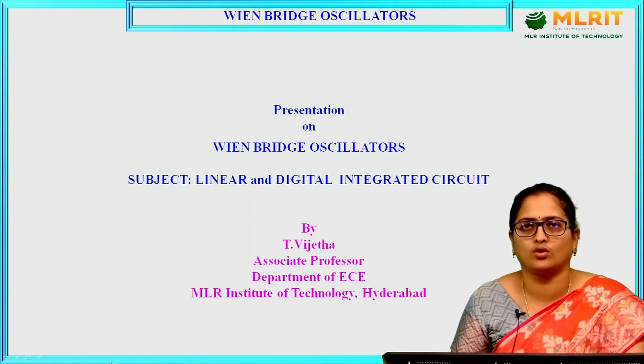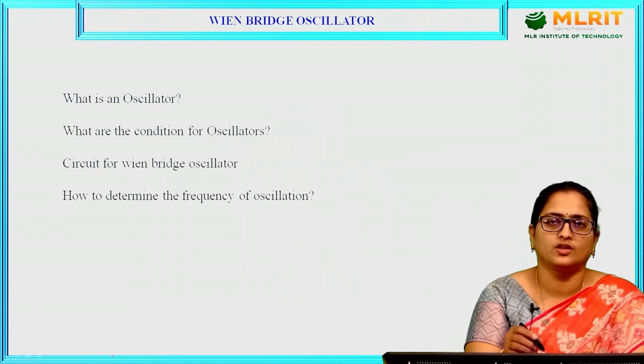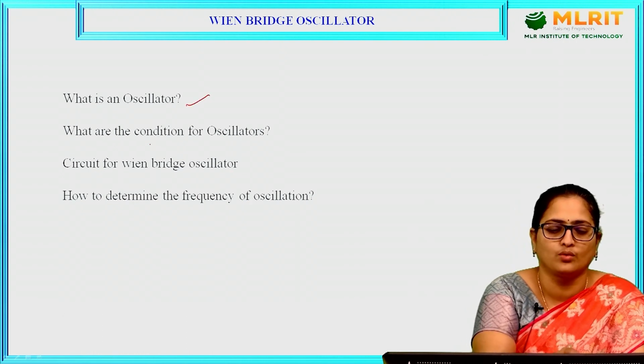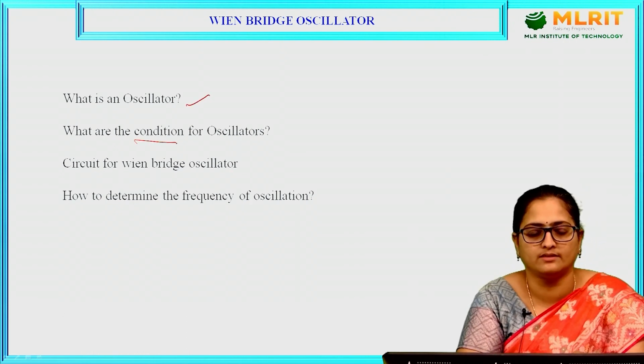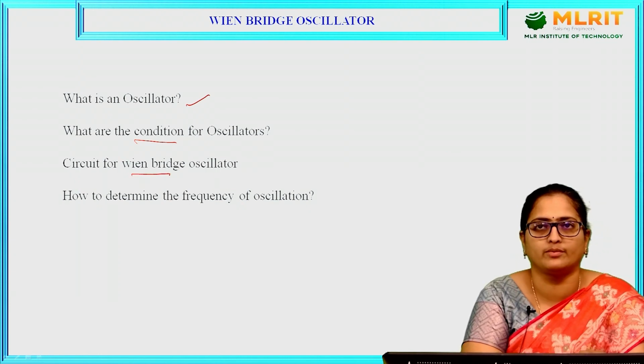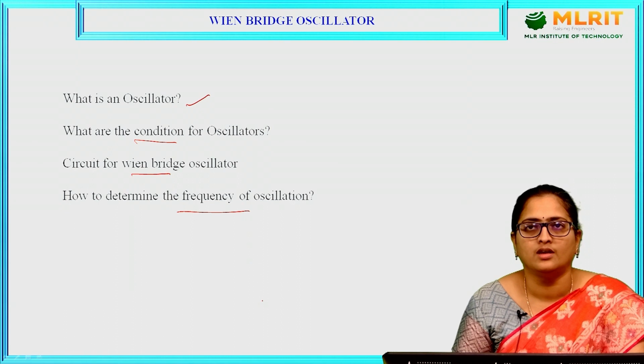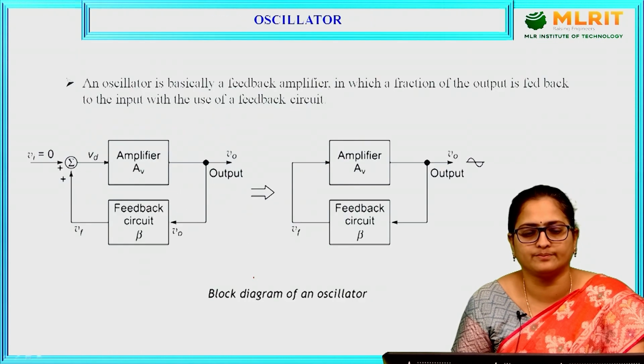Today I would like to talk on Wien bridge oscillator. These are the topics which I want to cover here. What is an oscillator? What are the conditions for an oscillator? And what is the circuit for Wien bridge oscillator? And how to determine the frequency of oscillation for a Wien bridge oscillator.